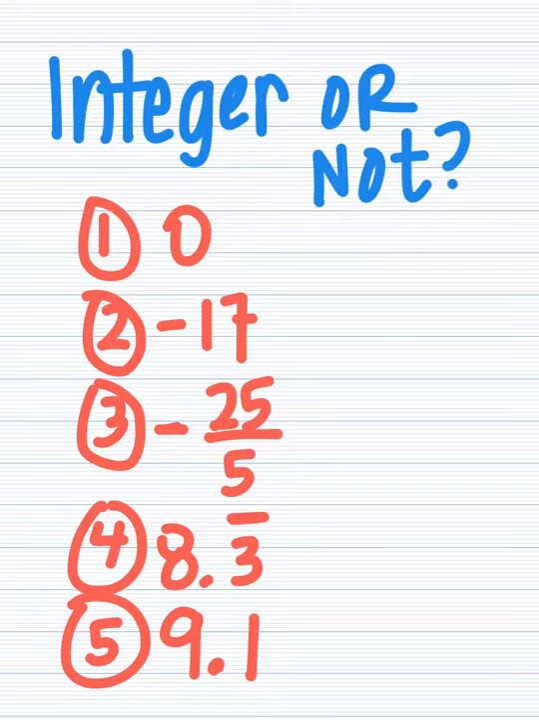Alright, so look at these 5 examples. Take a second, maybe pause the screen if you want to, and try to answer number 1 through 5. Just say yes or no if it's an integer or not.